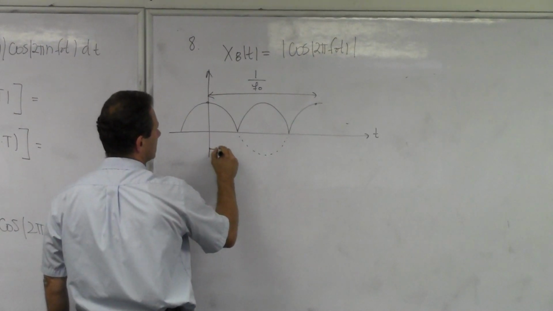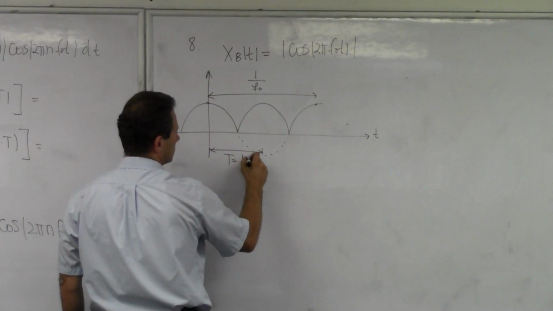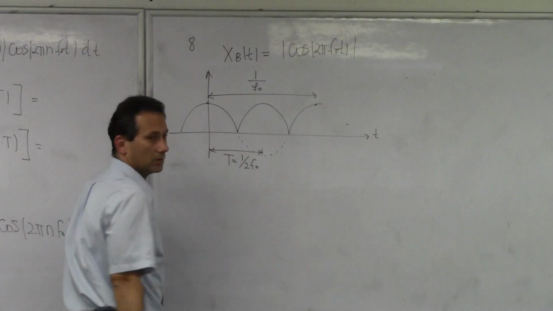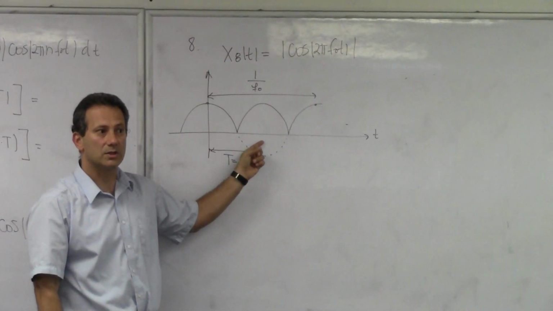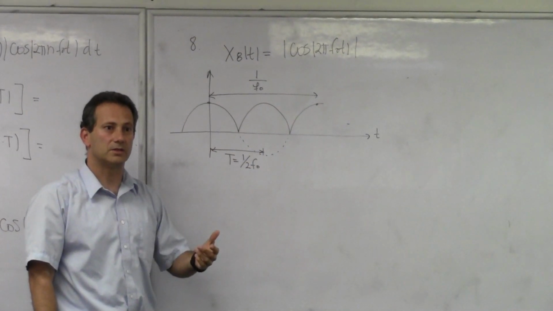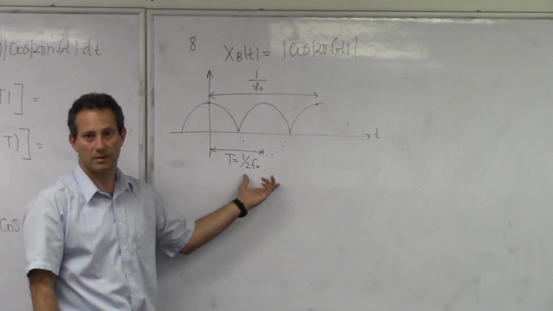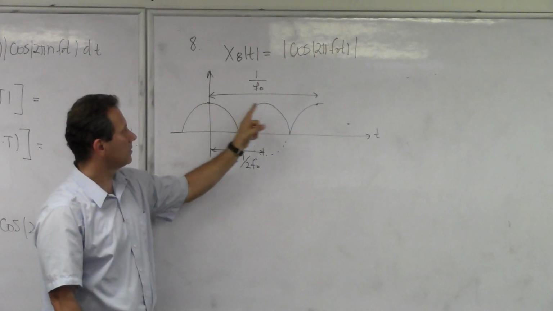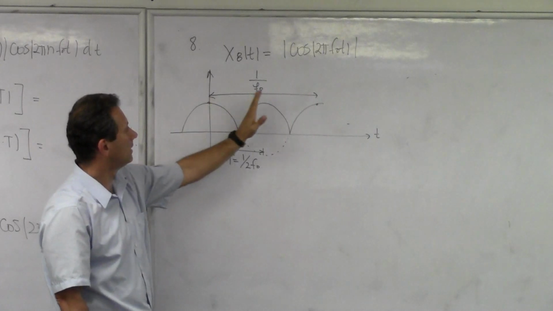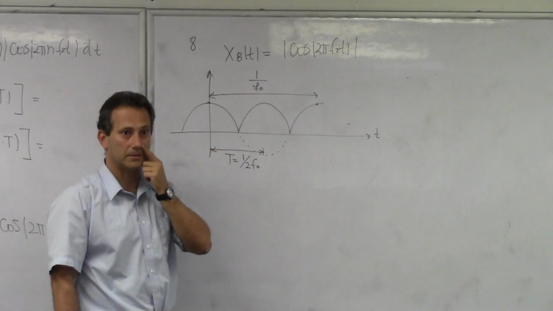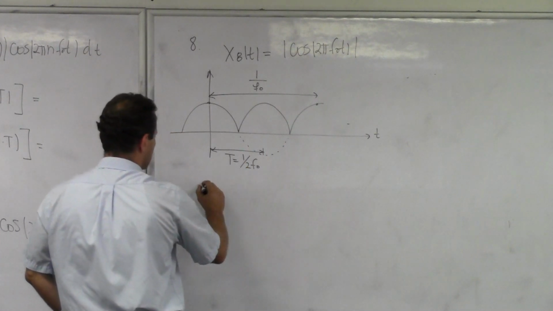Now, what is the period of this one? Period is 1 over 2 f0. Do you see that? This one actually, when you rectify the cosine, you end up with a signal that has a period that's 1/2 of the original period of the cosine, right? The original cosine repeated after these, but this signal, now if you look at it, repeats after 1/2 of the original period. Okay? So now, let's do the Fourier series of this one.